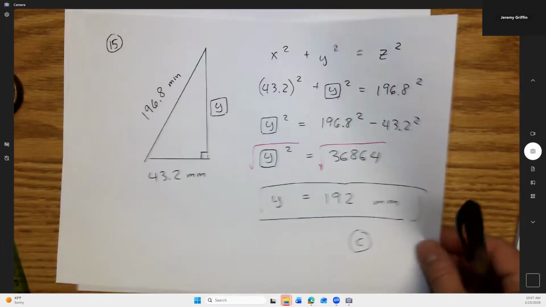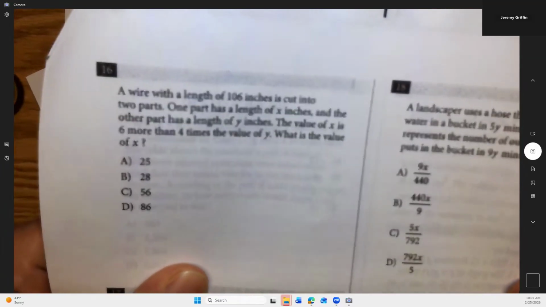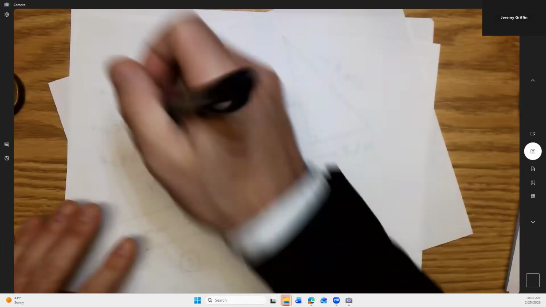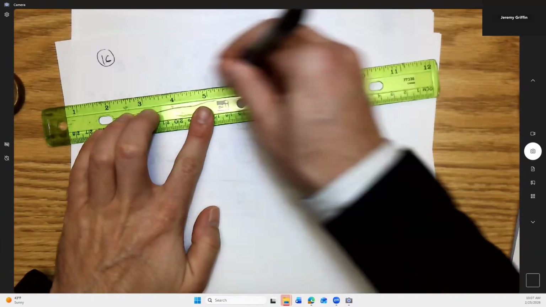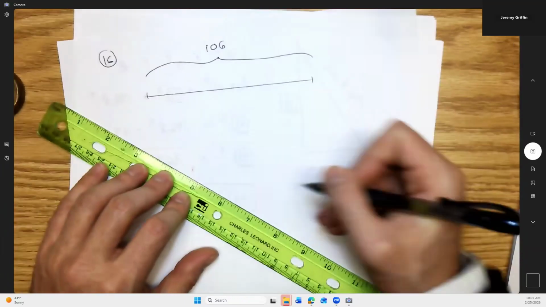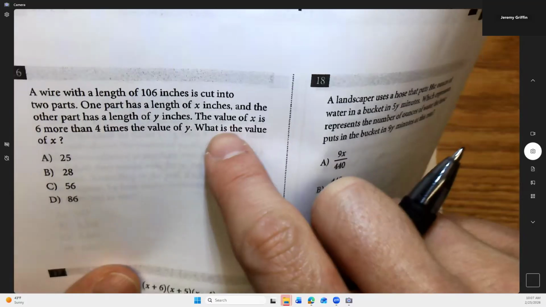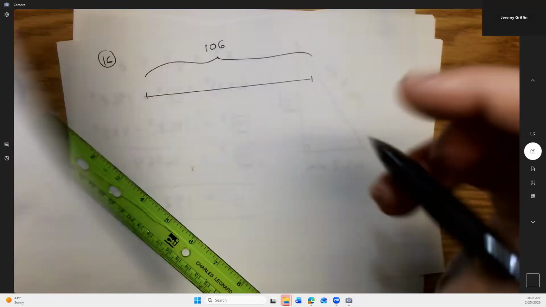Okay, number 16. A wire with a length of 106 inches is cut into 2 parts. We got x and y. I'll start by drawing that. So we got a wire that's 106 inches, so I'll just call it 106. Before I go further, I should read the rest of this. It says the value of x is 6 more than 4 times the value of y.